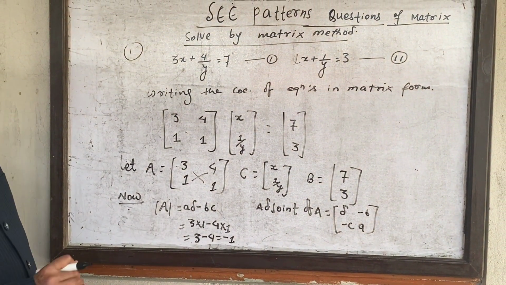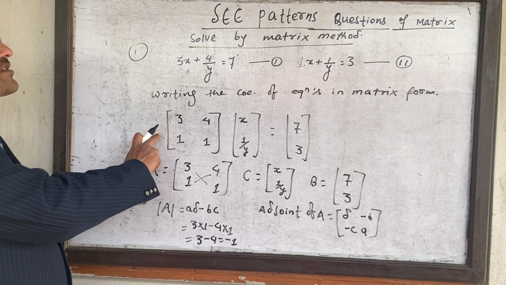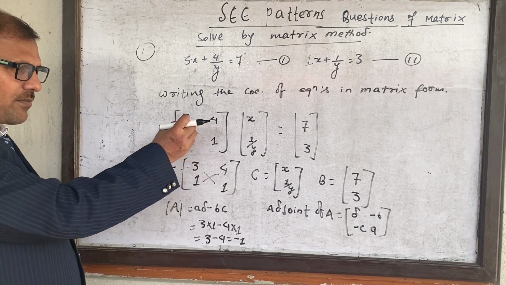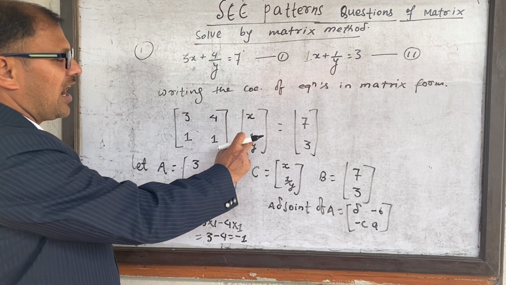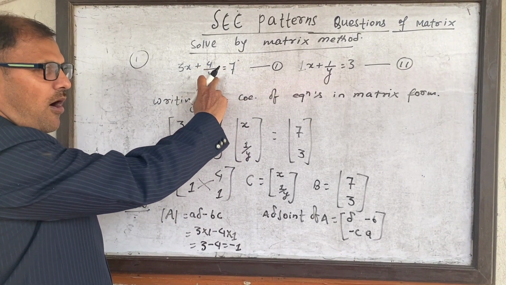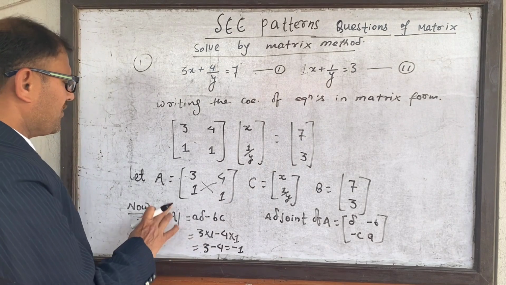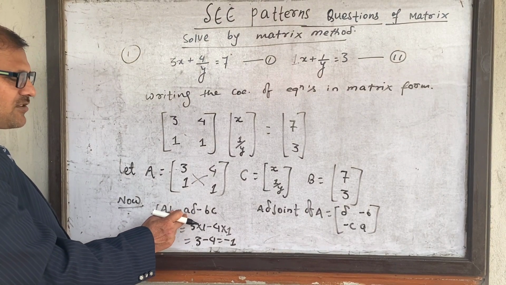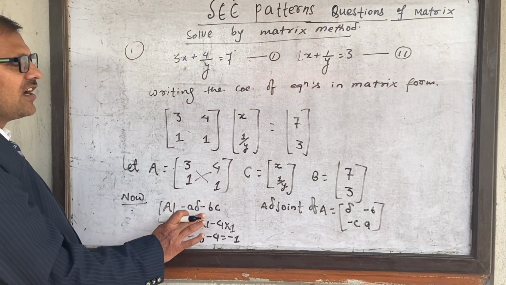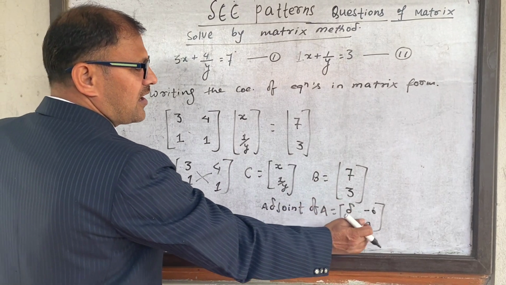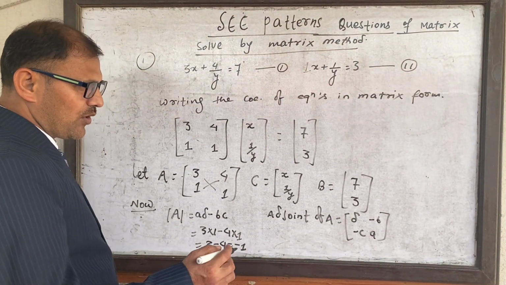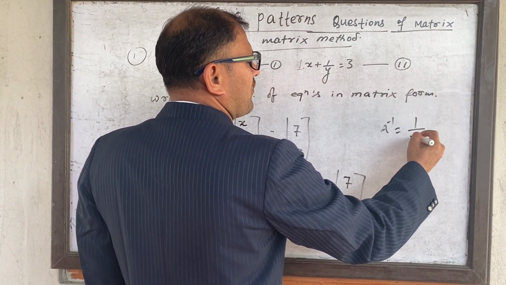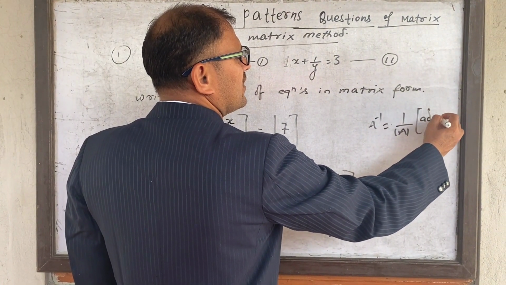Now, while solving a matrix, first you write the coefficients of the equations in matrix form. First you write the x coefficient, y coefficient of the given equation. After that you write x and 1 by y, and then the constants. Now after that we find the determinant of A, the formula is AD minus BC. Similarly, the adjoint of A is D, A, minus B, minus C. Now we find A inverse. The A inverse formula is 1 by determinant of A times adjoint of A.